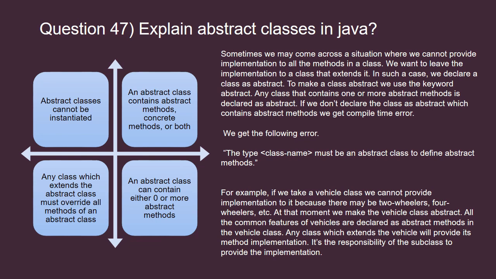The important features of abstract classes are: 1. Abstract classes cannot be instantiated. 2. An abstract class contains abstract methods, concrete methods, or both. 3. Any class which extends the abstract class must override all methods of an abstract class. 4. An abstract class can contain either 0 or more abstract methods. Though we cannot instantiate abstract classes, we can create object references. Through superclass references, we can point to subclass.